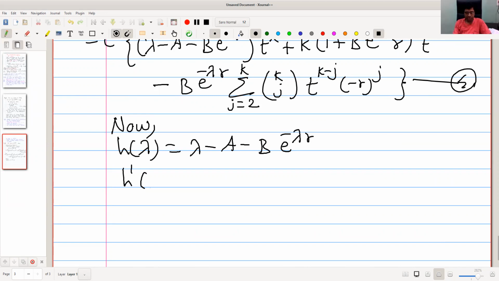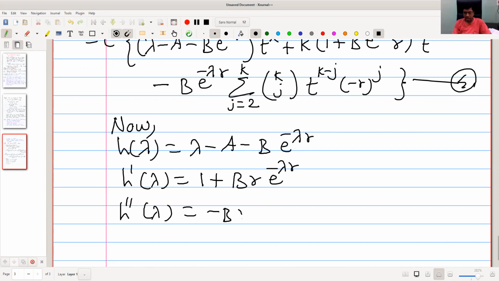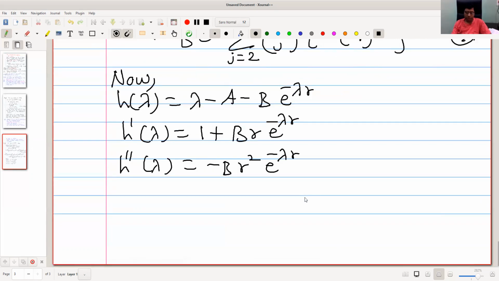And what is h dash? Derivative with respect to lambda, it is 1. This is constant. This is minus b e raised to minus lambda r into minus r, derivative with respect to lambda. So this becomes plus b r e raised to minus lambda r. Okay, what is h double dash? This is constant, and here it is minus b r square e raised to minus lambda r. Now we can generalize.